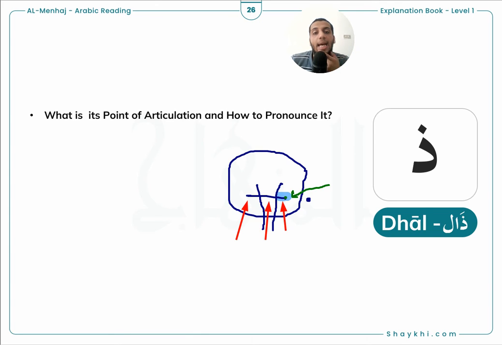Okay, so الذين, الذي, ذو. This is how to pronounce it. The tip of the tongue touches the edge of the upper two front incisors.